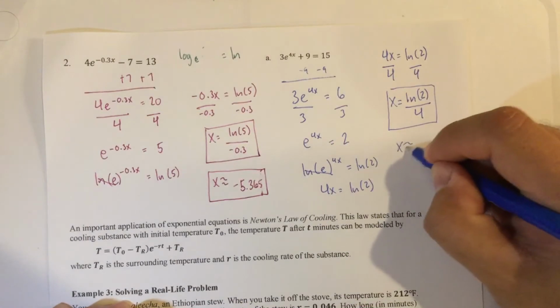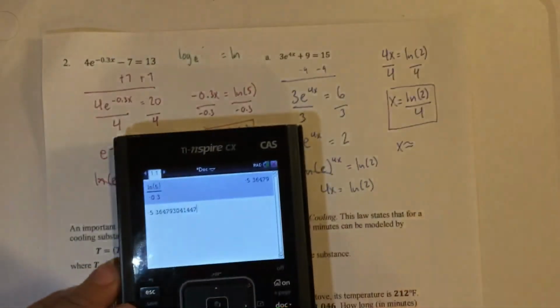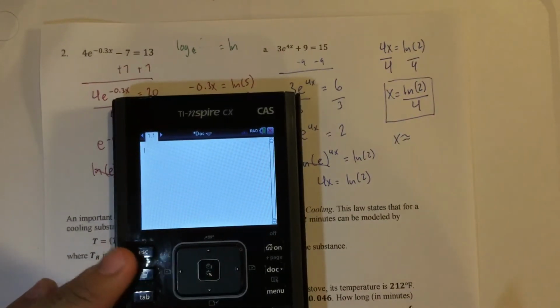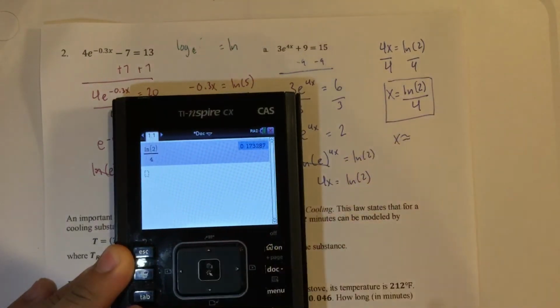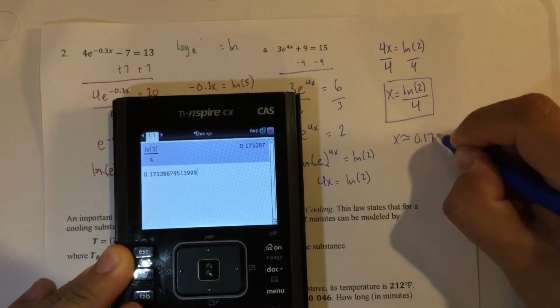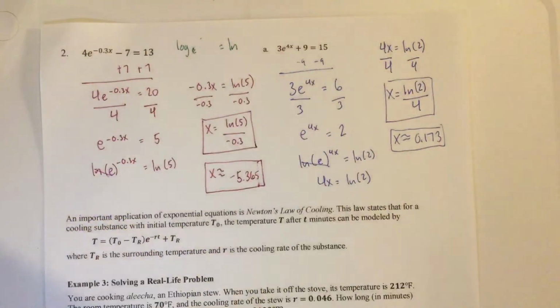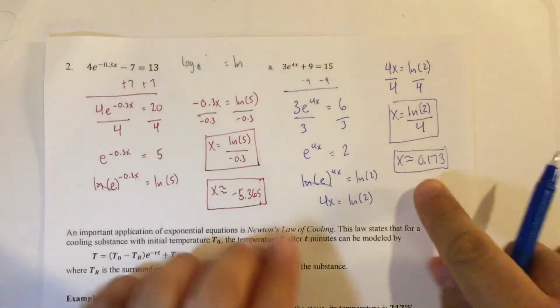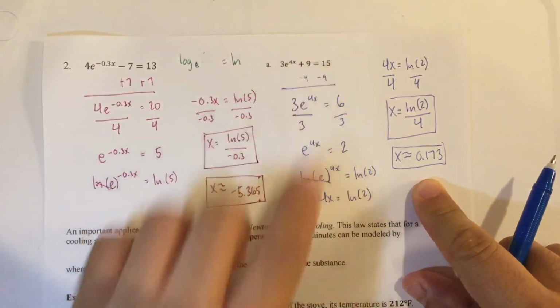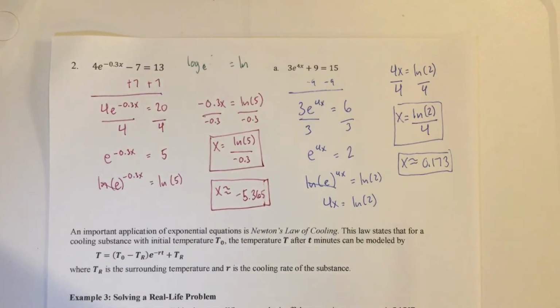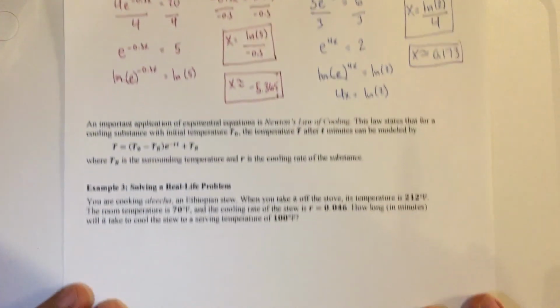And for my approximation, let's do control divide, ln of 2 over 4, and we get 0.173. Now once again, to make sure these are correct, just plug them into here and make sure it does check out. Yeah, so you can definitely do that. All right, on to the last part here.